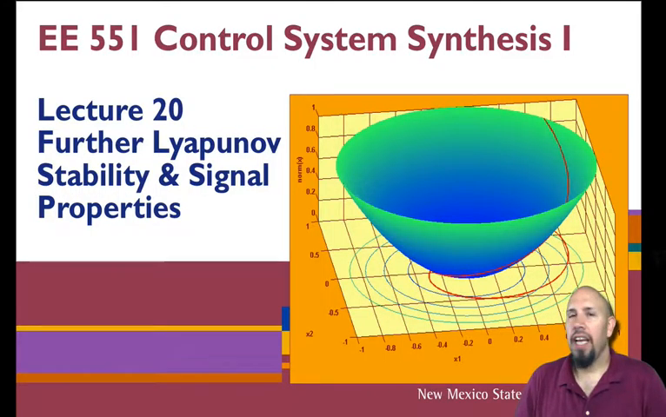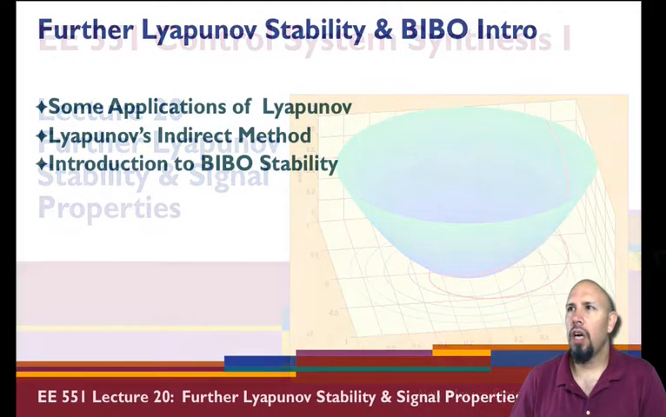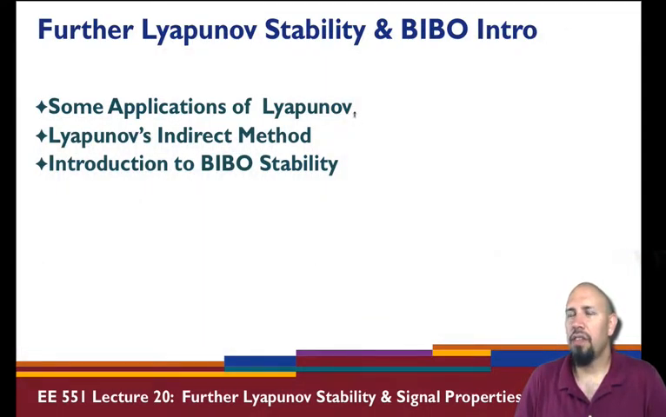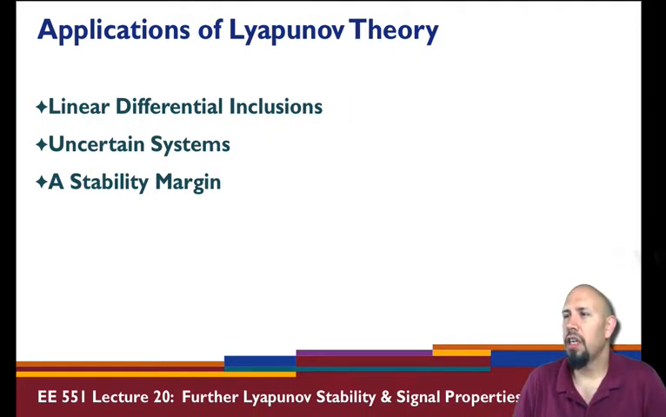We're in lecture 20 and we're talking about further results associated with Lyapunov stability, and also we're going to be looking at signal properties in preparation to discuss the notion of bounded input, bounded output stability. So here we are. We're looking at applications of Lyapunov's method. We're going to also talk about Lyapunov's indirect method, and then again introduction to BIBO stability.